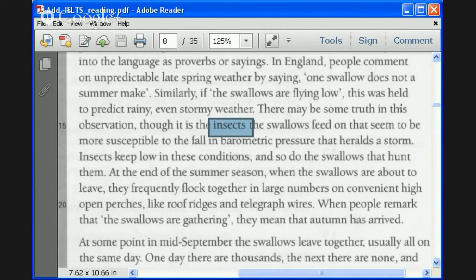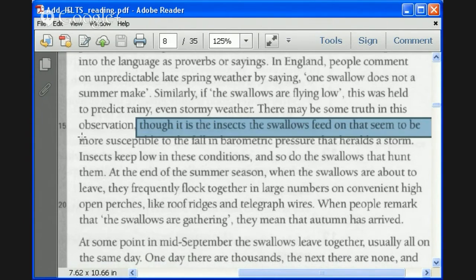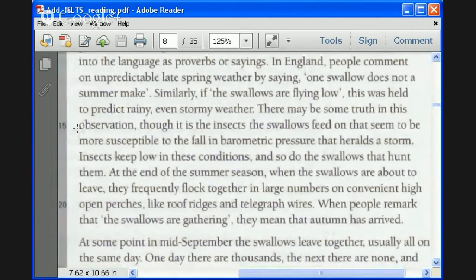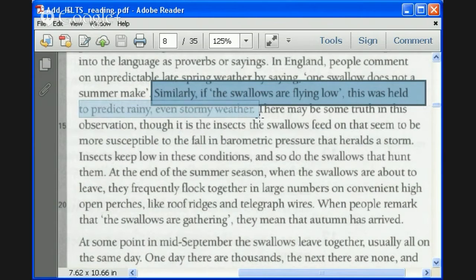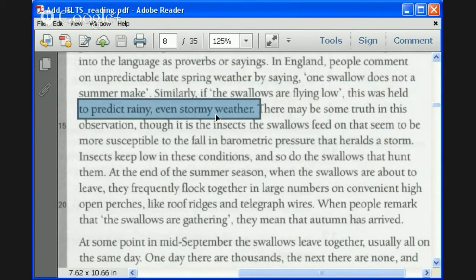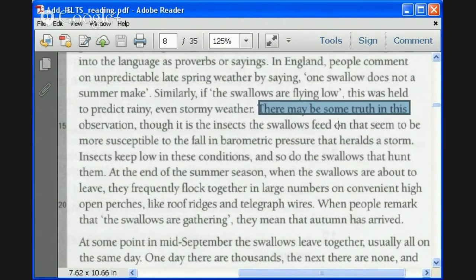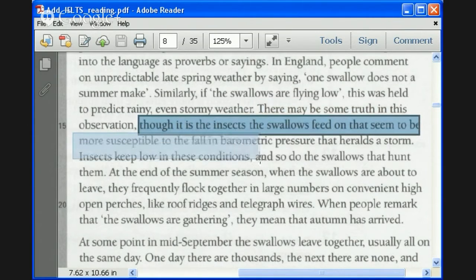Okay, what do we got here? "Though it is the insects the swallows feed on that seem to be more susceptible to the fall in barometric pressure that heralds a storm." Okay. Now, that may not be enough. We may need to back up so we get a better understanding. "Similarly, the swallows flying low was held to predict rainy, even stormy weather." Remember, this is a saying, a proverb. "There may be some truth in this observation, though it is the insects the swallows feed on that seem to be more susceptible."